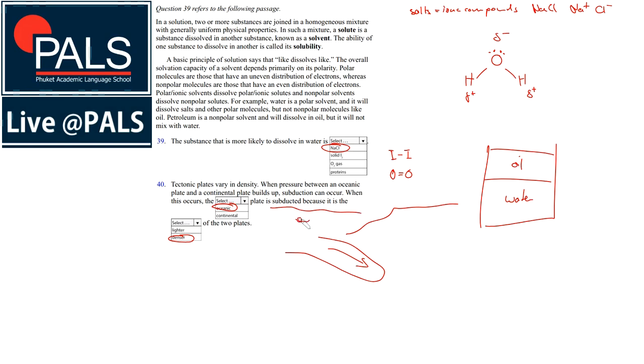Now here we have the ocean. Here we have the ocean floor. The oceanic plate moves below the continental plate. Subduction.